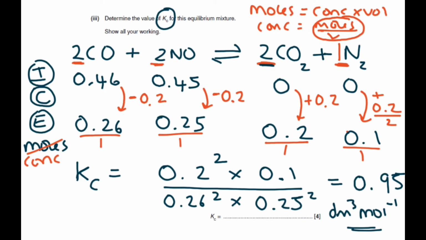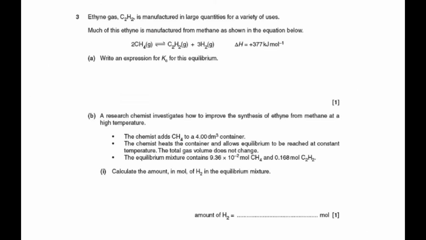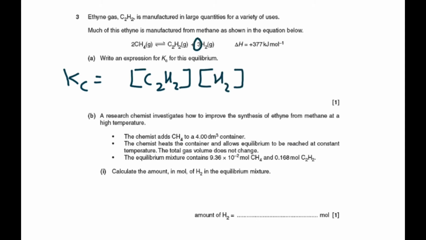Okay, so let's have a look at the June 2014 question. And the first thing we need to do again is write the expression for Kc. So very similar, this is the 2014 question. So Kc, it's concentration, and it's ethyne, the product, times the concentration of hydrogen to the power of 3, and then divide by the reactants, so that's methane to the power of 2. Okay, so that's the expression for Kc.